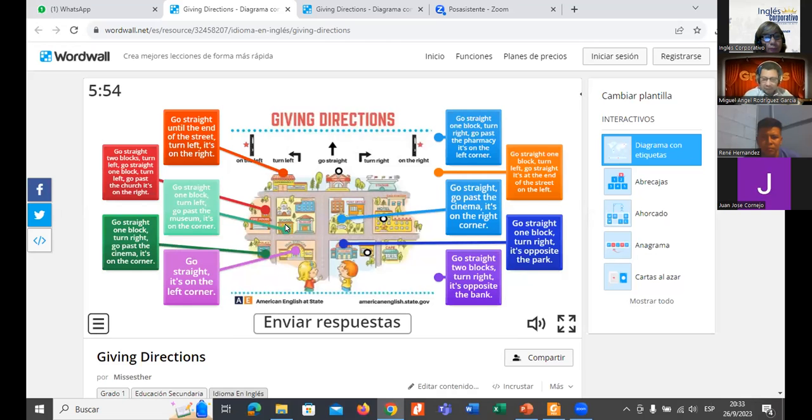Bueno, démosle, sigamos leyendo. Esa moradita. Esta, abajo, la última. The reading is in English. Say it in English. And try not to guess. The purple is go straight two blocks, turn right. It's opposite the bank. What is the place that Juan José?